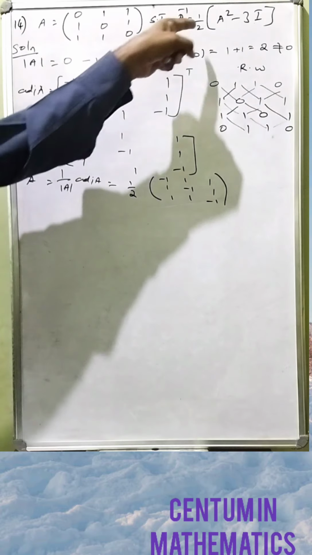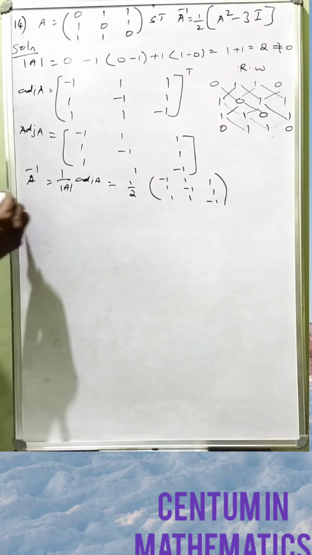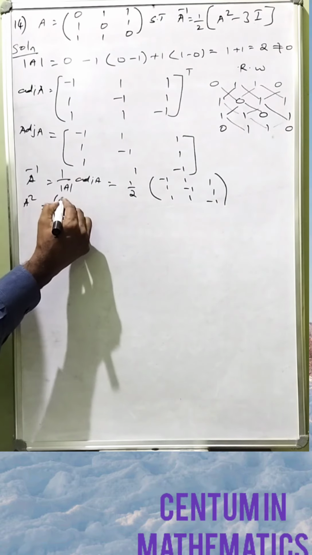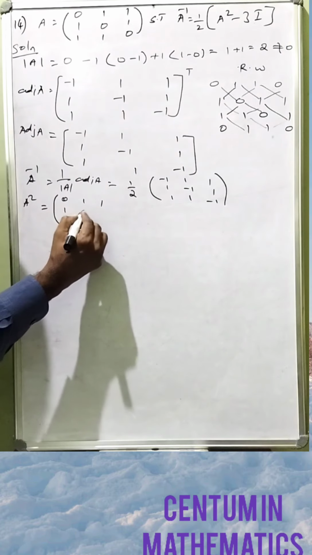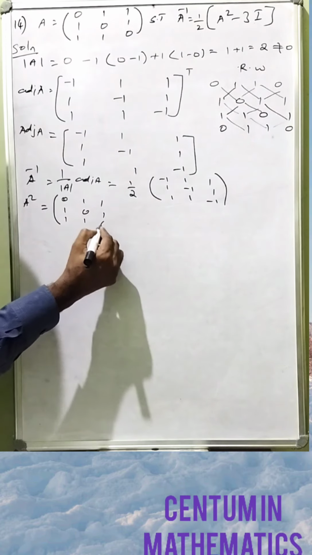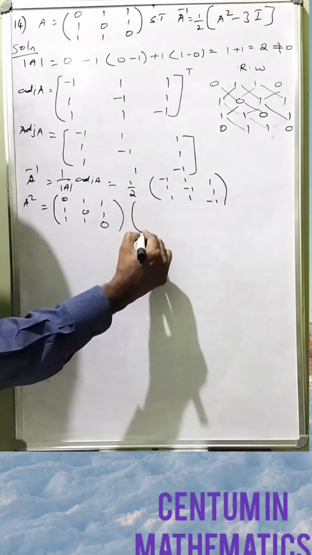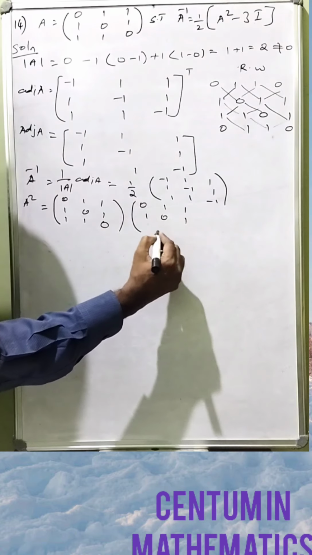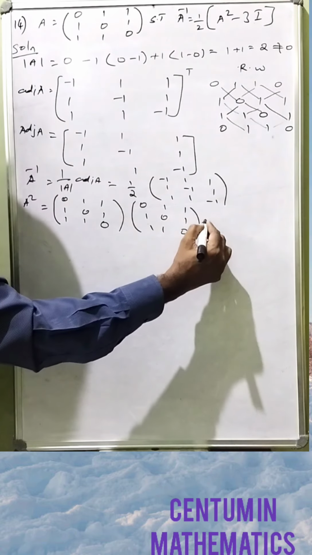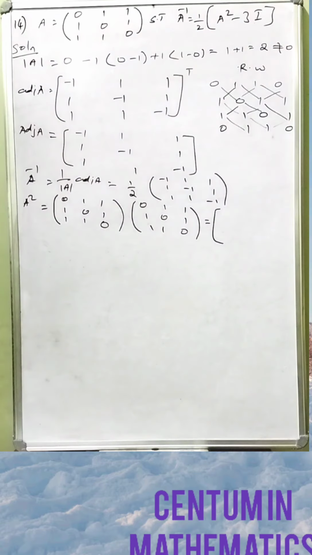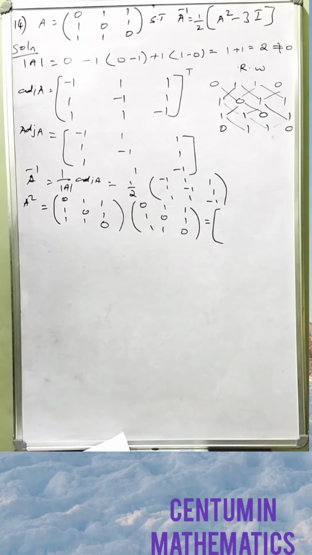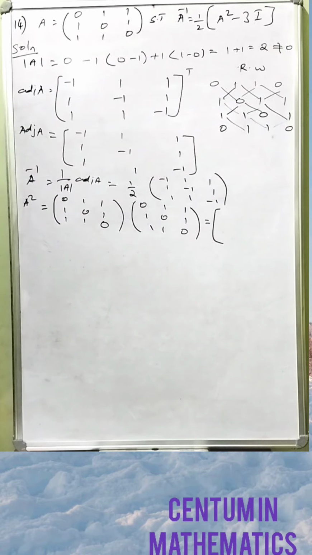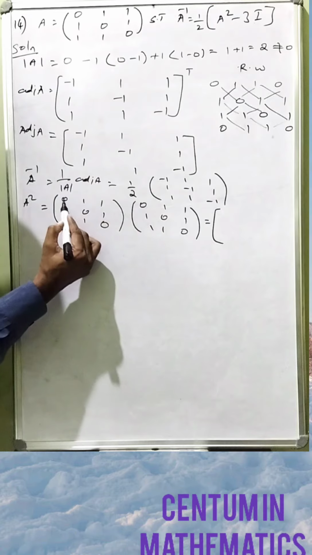Now one side is over, we have to find A square minus 3I. So A square we have to find. A square is A into A: 0, 1, 1, 1, 0, 1, 1, 1, 0. Same here, right? 0, 1, 1, 1, 0, 1, 1, 1, 0. These two matrices we have to multiply and get the answer. Easily we can multiply. Now see that here, first row, first column.